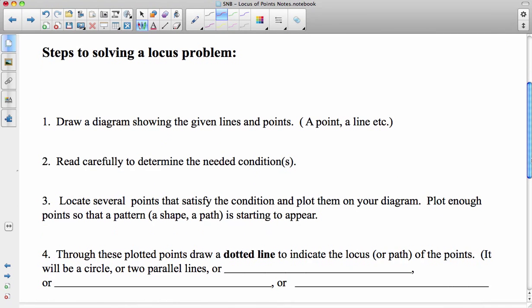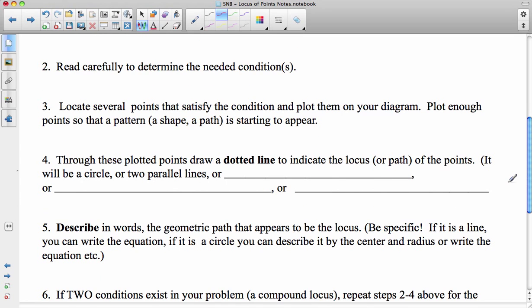So here's the general steps for solving the problem. You draw a diagram first showing what you're given, whether it's a point or a line or 2 points, and then you carefully read what the conditions are that must be met. So it has to be equidistant, or they'll give you some kind of description about how far away it is or something like that. And then on your diagram, you need to locate several points that satisfy the condition, and then plot them on your diagram.